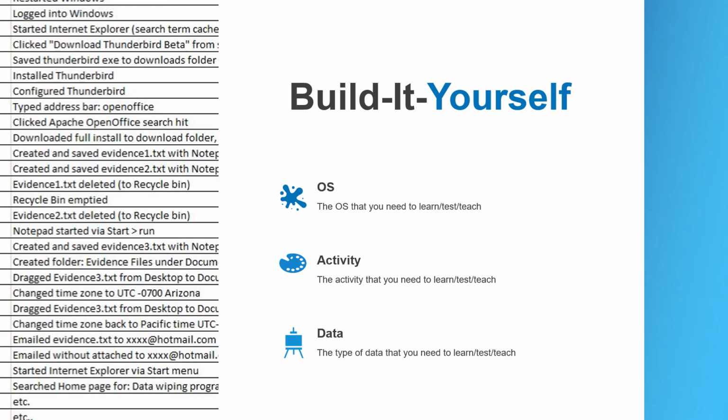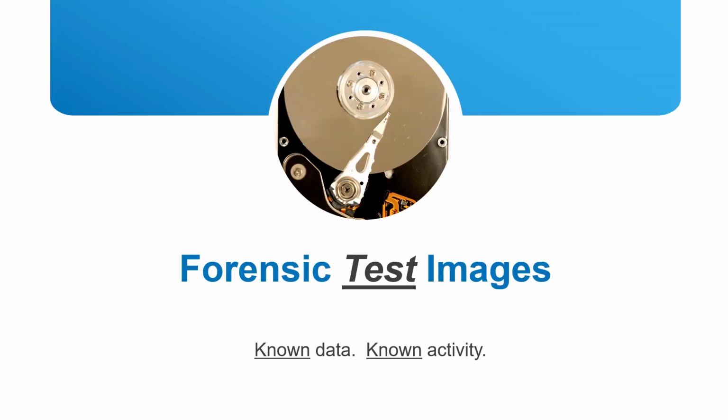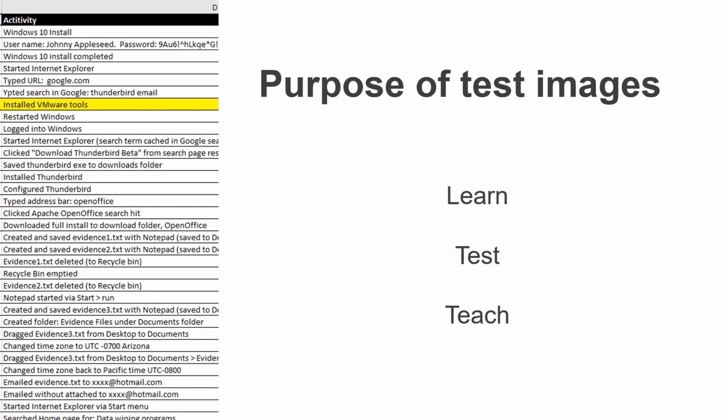And by building it yourself, I think this is a really important skill to have, because you can choose the operating system that you need, the activity, you place it on there, and the data. You create the data or download it, get the data on the drive, however you need to have it on there, and that's going to be your test image, a true forensic test image, because you have known data and known activity.